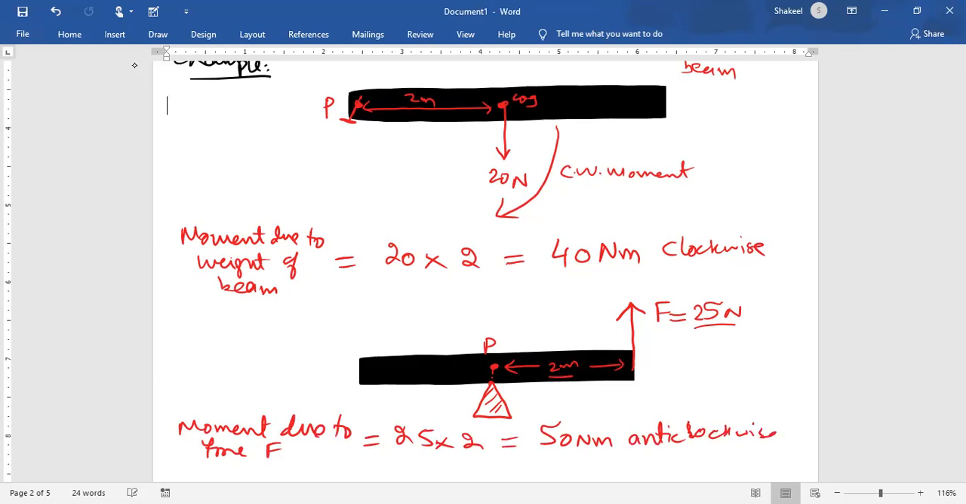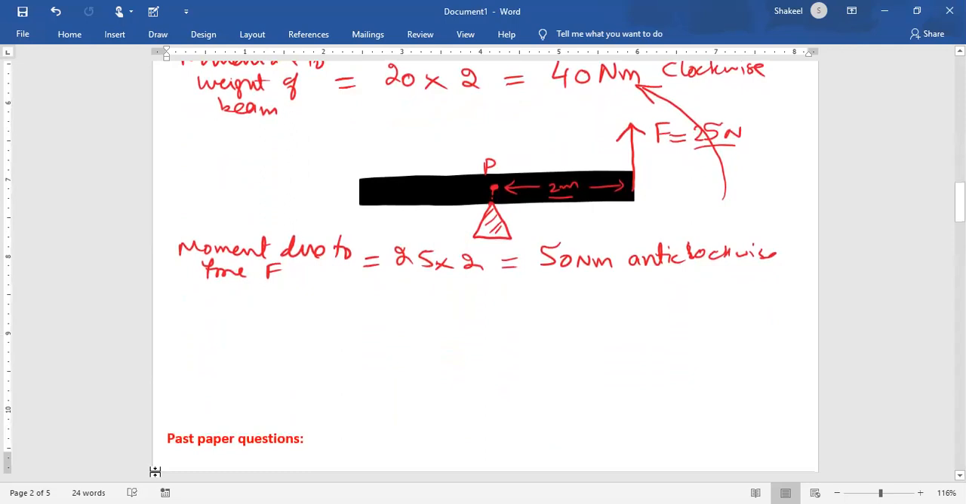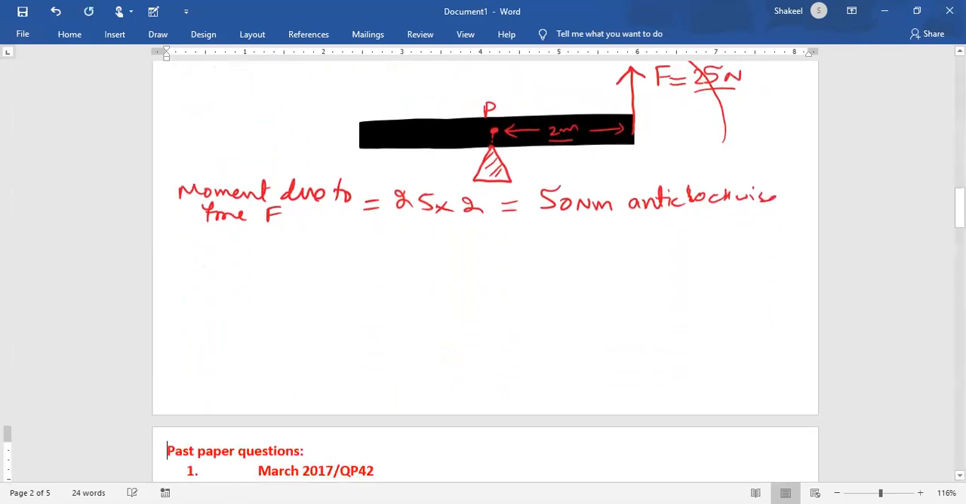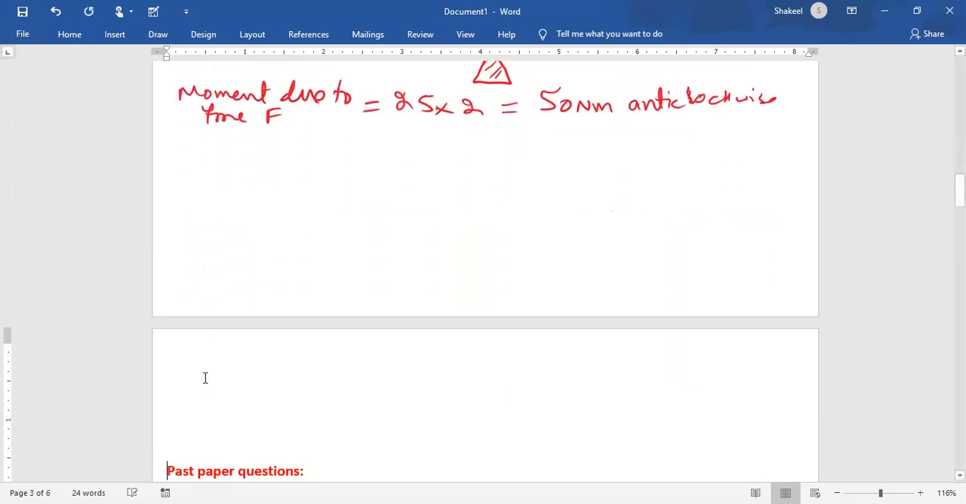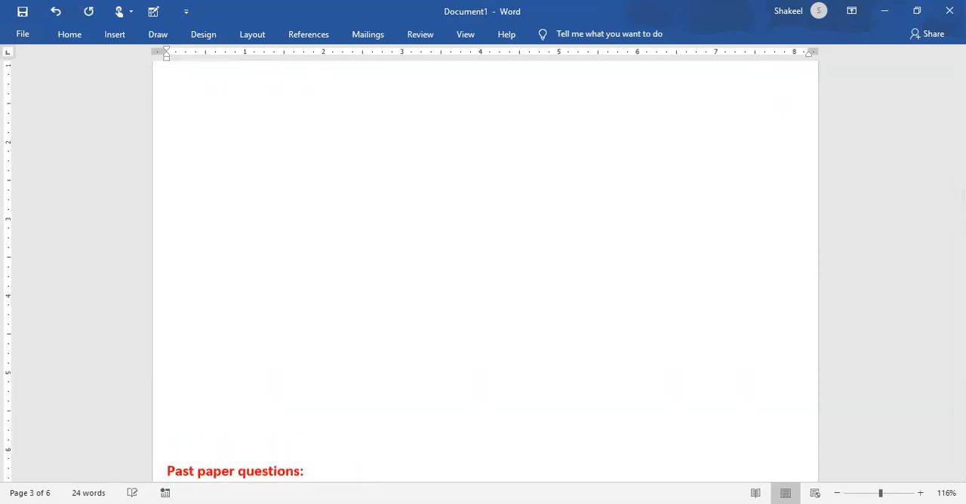Anti-clockwise. Why? Because this force is going to rotate the beam in the upward direction, that is going against the clock rotation. So that's why we say this is anti-clockwise rotation. Okay, now moving forward to some other concept, which is the principle of moment.